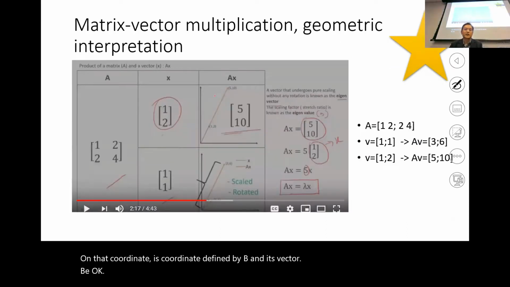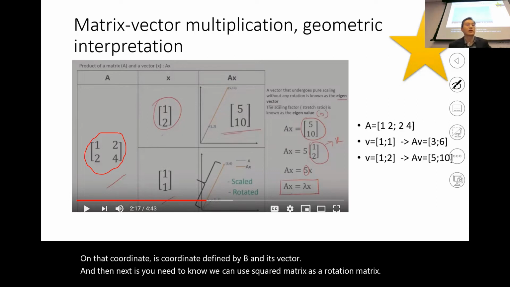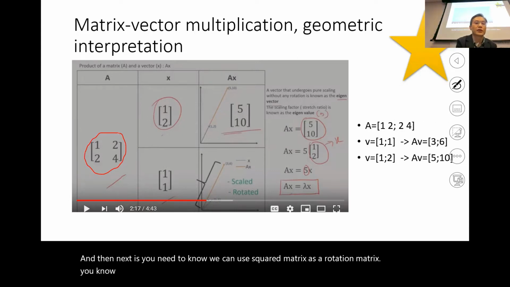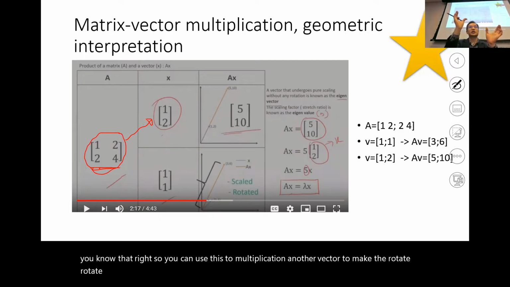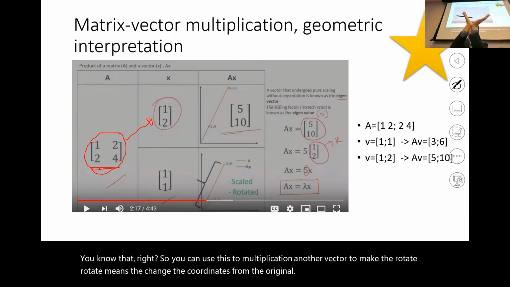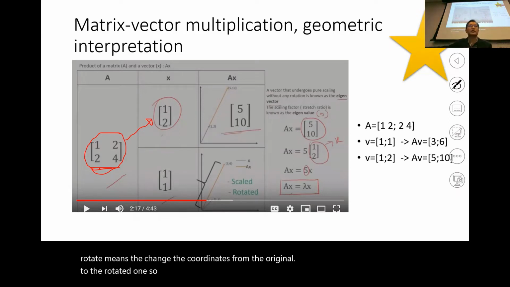And then next, you need to know we can use a squared matrix as a rotation matrix. Okay, you know that, right? So you can use this to multiply another vector to make it rotate. Rotate means changing the coordinates from the original to the rotated one. So I'm going to illustrate this on the blackboard here.